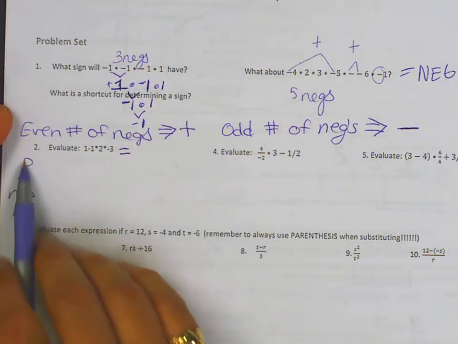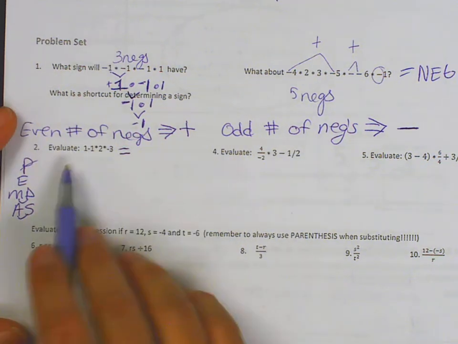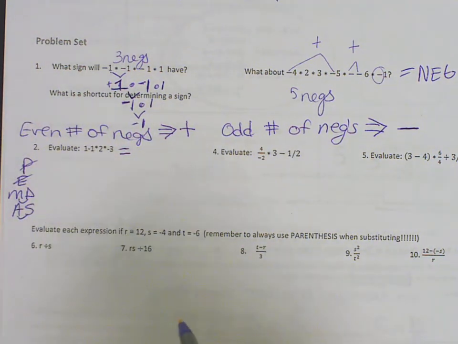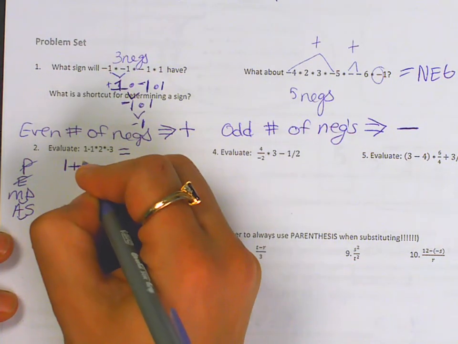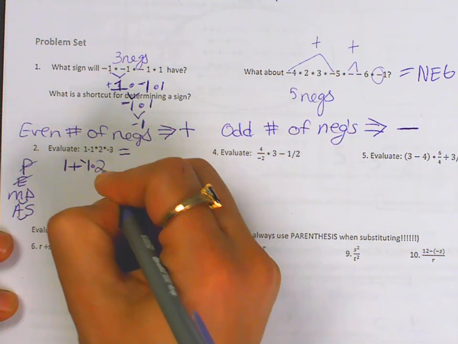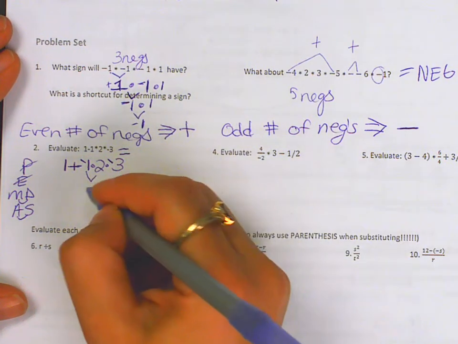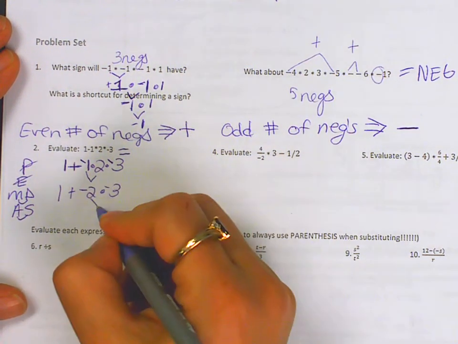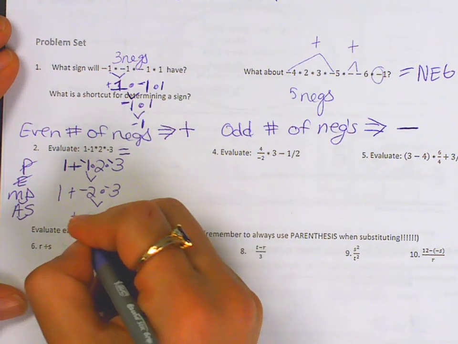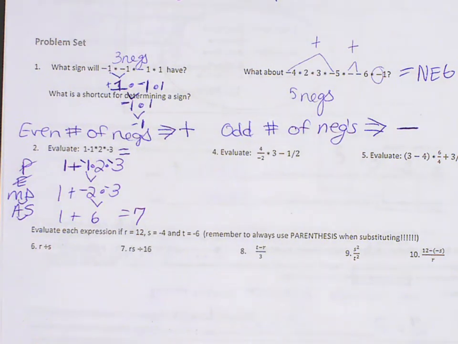PEMDAS says parentheses first. There are no parentheses. There are no exponents. There is some multiplication. Oh, but you know what I like to do? I like to change subtraction to adding the opposite. Makes our life a little easier. So I would multiply these first, copy everything else, then I multiply these, and then I add. Okay? You're going to practice this.